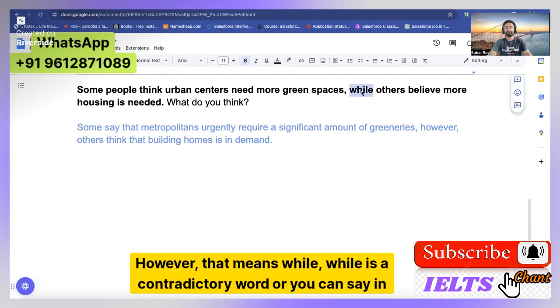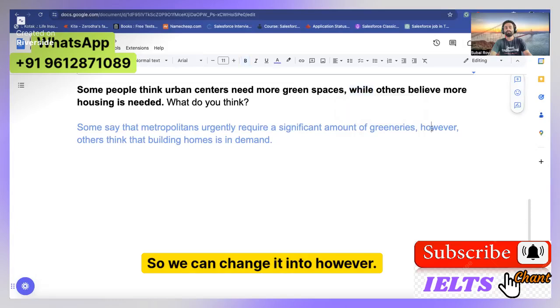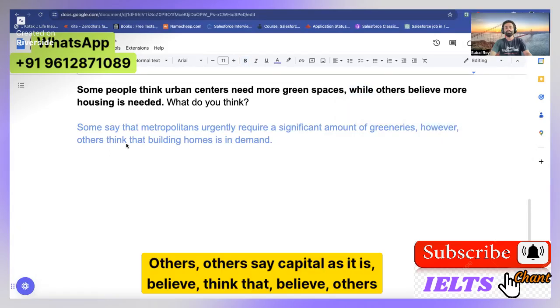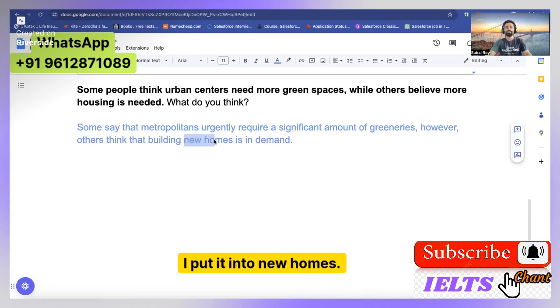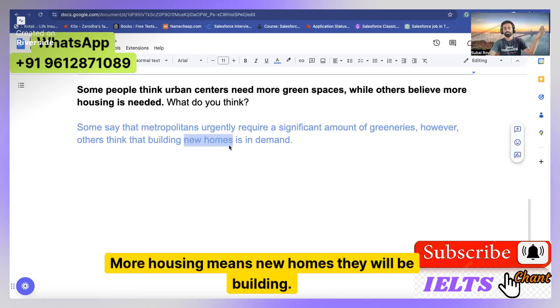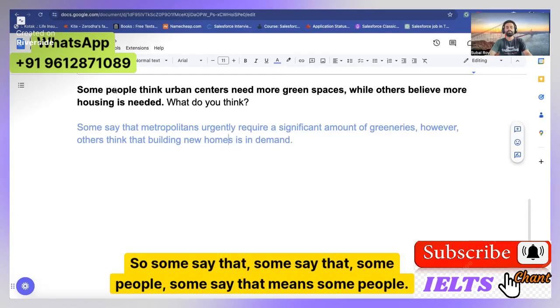However, while is a contradictory word, or you can say in contrast. So we can change it into however. Others, I kept as it is. Believe, think that new homes, more housing means new homes they will be building. New homes are in demand. So some say that means some people.